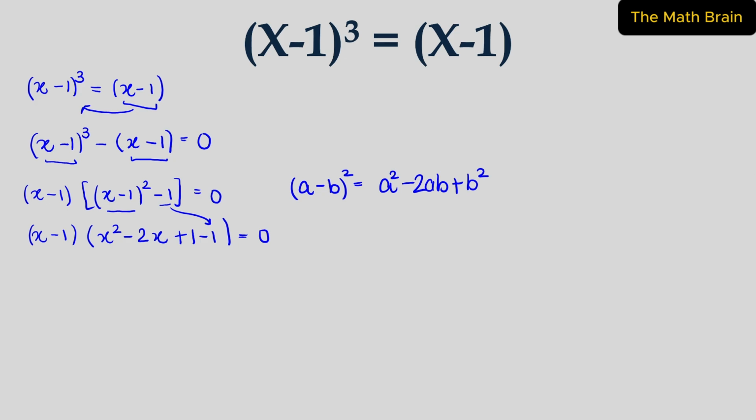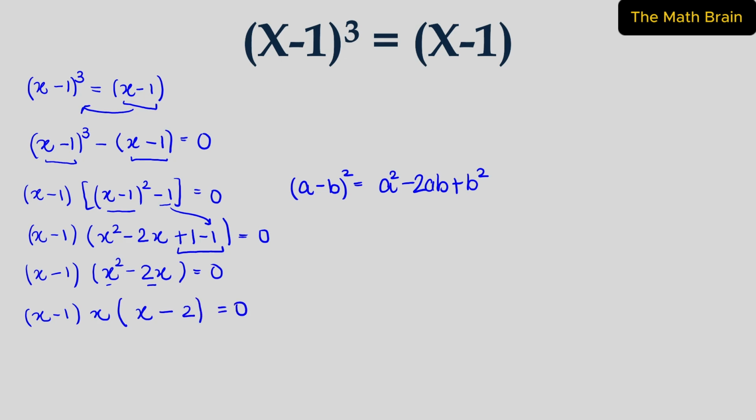Now (x minus 1)(x square minus 2x, this plus 1 minus 1 will be 0). So now we have this. What we can do is take x common, and we are left with x minus 2 is equal to 0. Now we are going to write it in this way: x minus 1 is equal to 0, x is equal to 0, and x minus 2 is equal to 0.